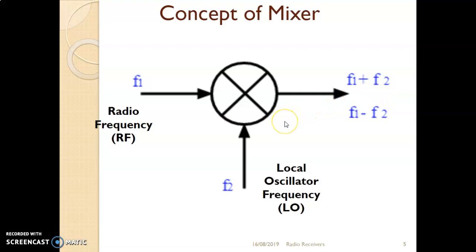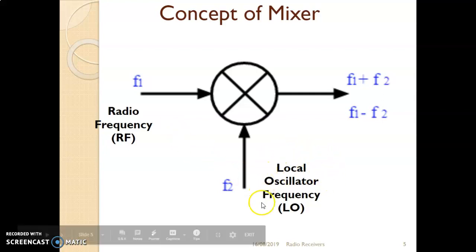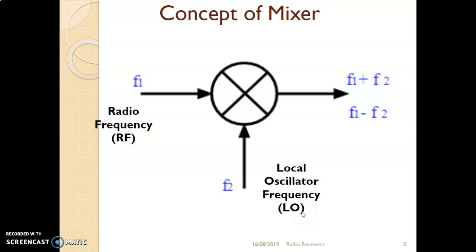It is going to mix two signals, and for the radio receiver we have two signals: the incoming radio signal, which we call the radio frequency signal, RF, and another signal which is locally generated, which we call the local oscillator signal, LO. These two notations, RF and LO, we will be frequently using throughout the chapter. So RF is nothing but the received signal.